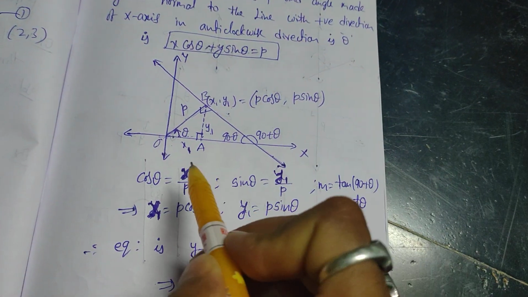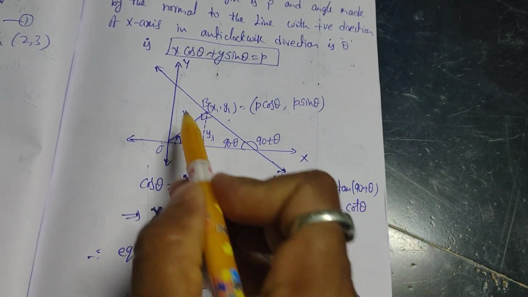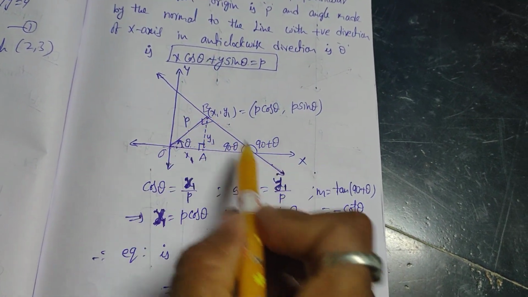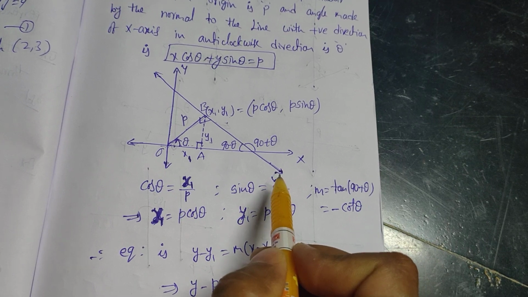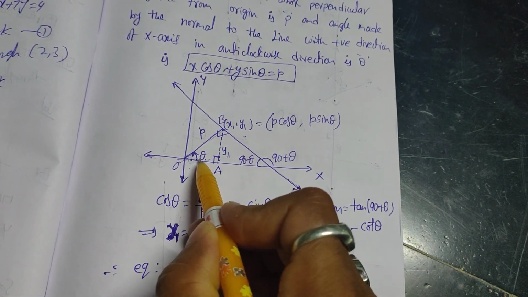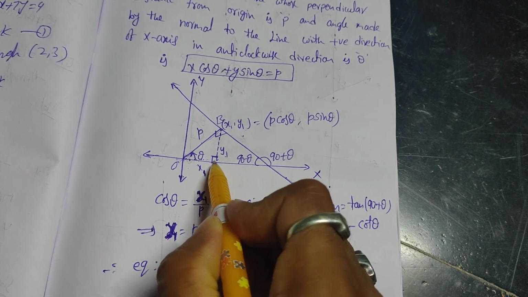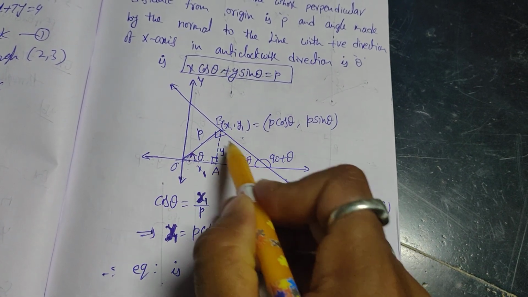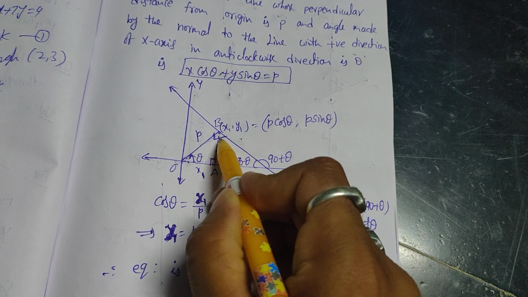And here, the slope of this line. I am finding what is required to prove this. The angle theta is given, it is 90. So it is normal to this line. Normal means perpendicular only. It is also 90.